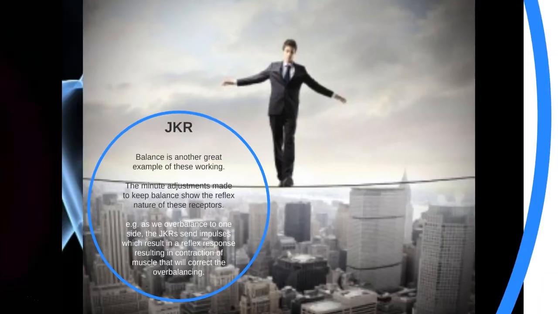So balance is a great example of JKRs working. All of the minute adjustments that you make when you're trying to balance on one leg or on a high wire, as this guy's doing, are unconscious and reflex-orientated messages that are being generated by joint kinesthetic receptor impulses. So they're coming in and telling you what's happening, and then your body is adjusting to that subconsciously.